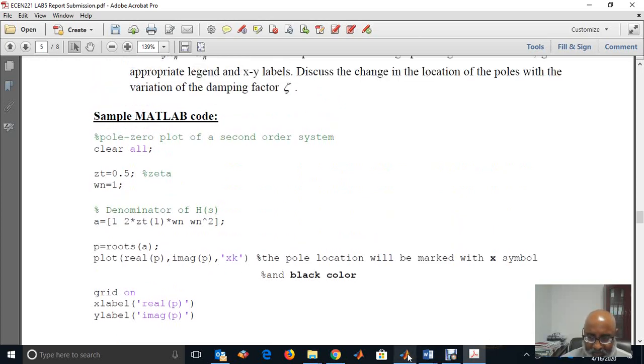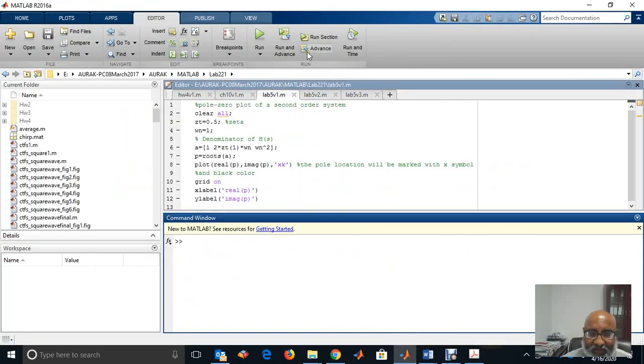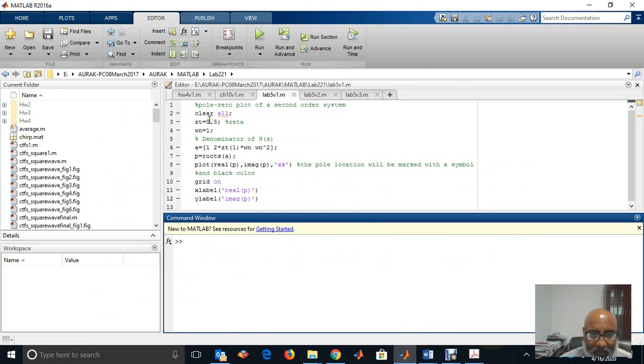So I will show you here in MATLAB for this example. For example, I have here already zeta 0.5. I have it already in a script file. I just run my script file. My script file here is lab5 v1. So I run it, lab5 v1, small letters.